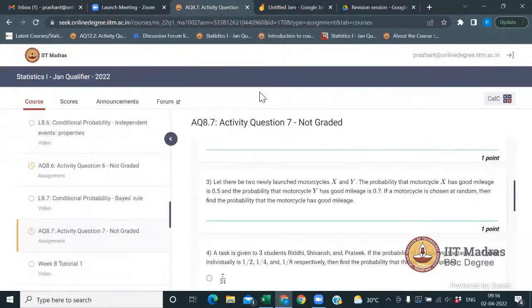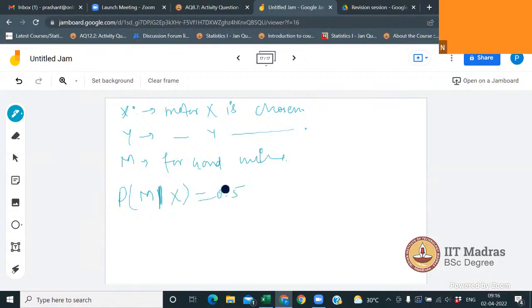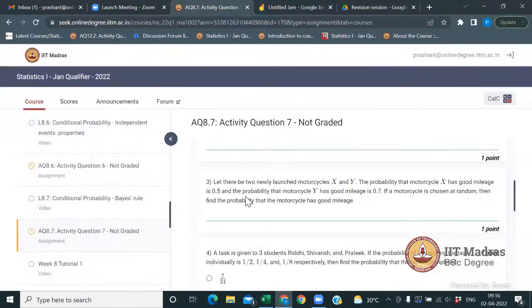In the question, it is given that the probability that motorcycle X has good mileage is 0.5. That means the probability of good mileage given that motorcycle X is chosen is 0.5. Sir, is it M given X or X given M? See, what is the question? The probability that motorcycle X has good mileage. Try to think. X is given, right?